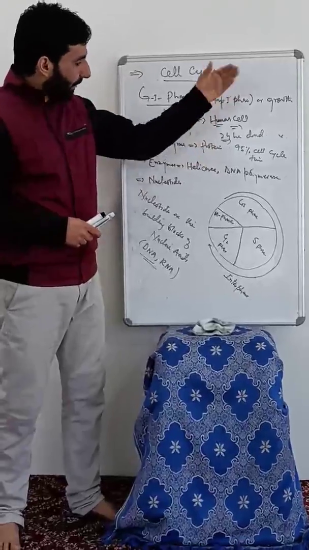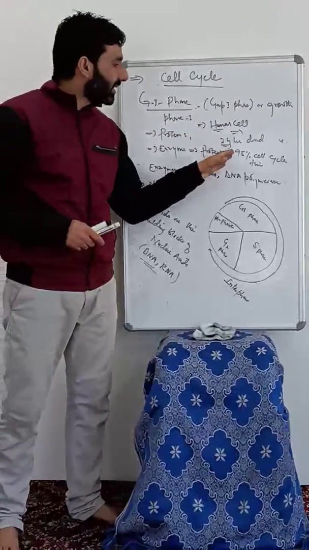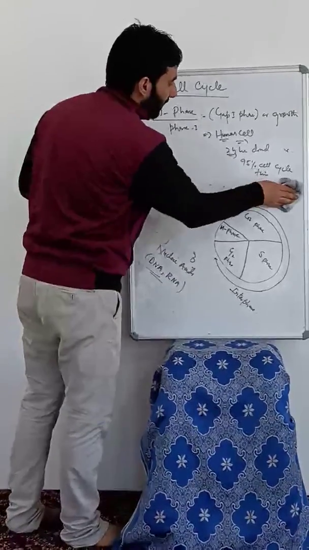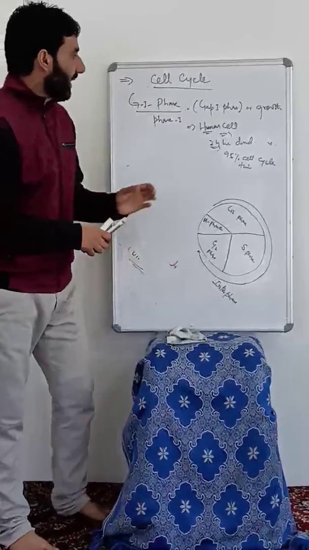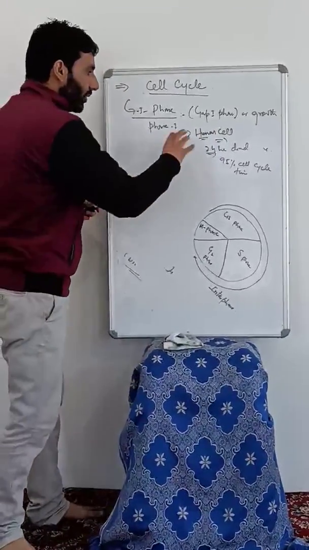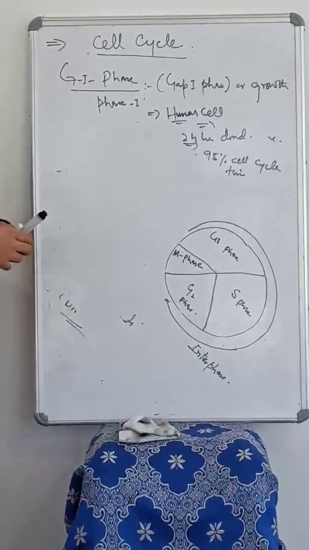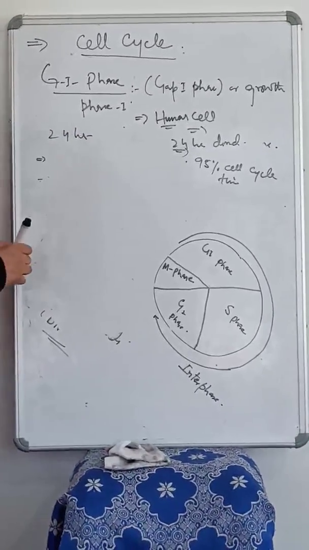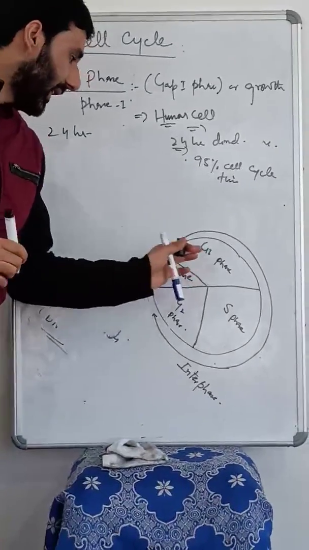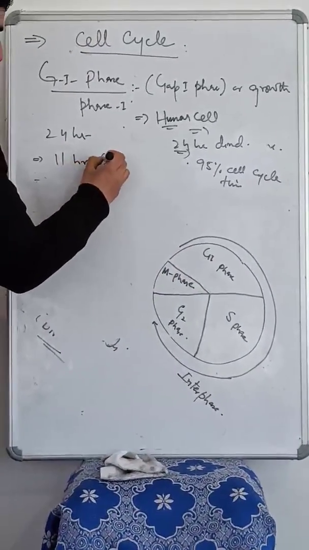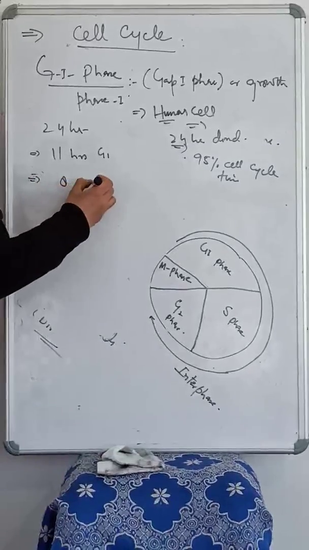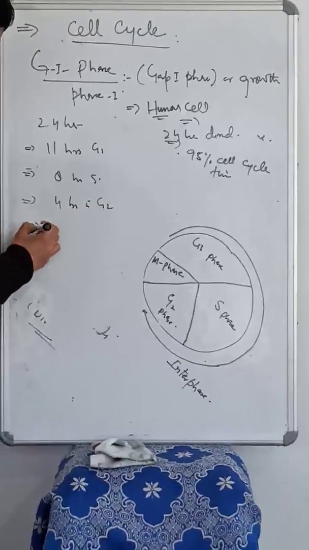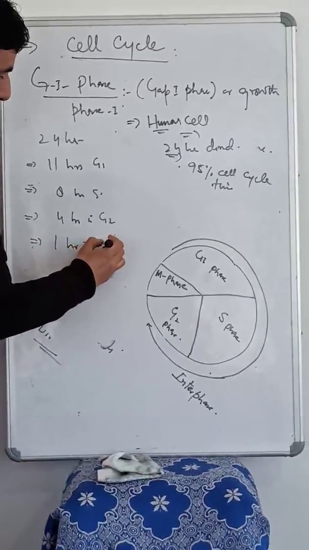We know interphase is the longest phase of the cell cycle, as it consumes 95% of the cell cycle. If we take the example of a human cell, which normally divides in approximately 24 hours, it will take approximately 11 hours in G1, 8 hours in S, 4 hours in G2, and 1 hour in M phase.